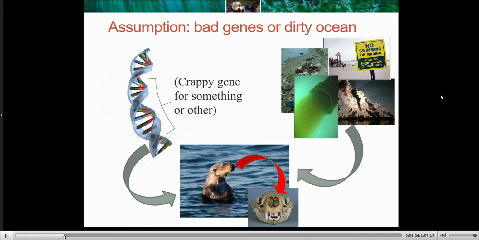The other batch of hypotheses corresponded more to the environment: that in California there were just more stressors that sea otters were facing, anthropogenic stressors, including pollution, also warmer waters, perhaps more parasites and more disease sources. So it's really more of a dirty ocean or dirty environment factor. Either way, the idea was that either because of poor genes or because of a dirtier ocean, sea otters were dying more frequently at all ages, and therefore the population was growing more slowly.